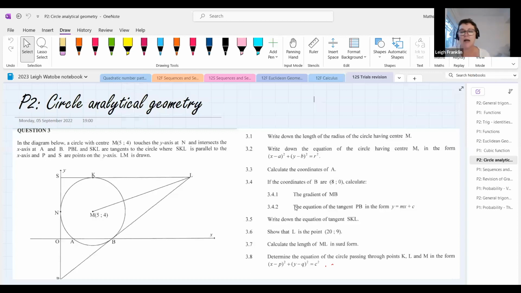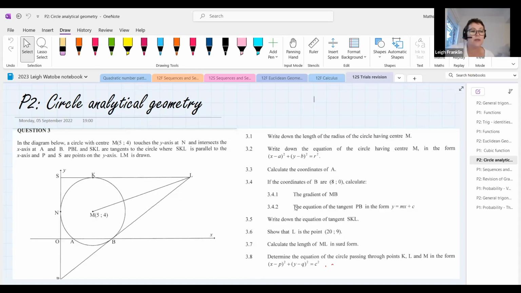Let's not waste any time. Let's jump straight in. With it being Tuesday, it is paper 2 day. So I wanted to do some more questions on circle analytical geometry with you. As always, I have tried to find more challenging questions to do with you guys. So I hope that these will provide a sufficient challenge to you.